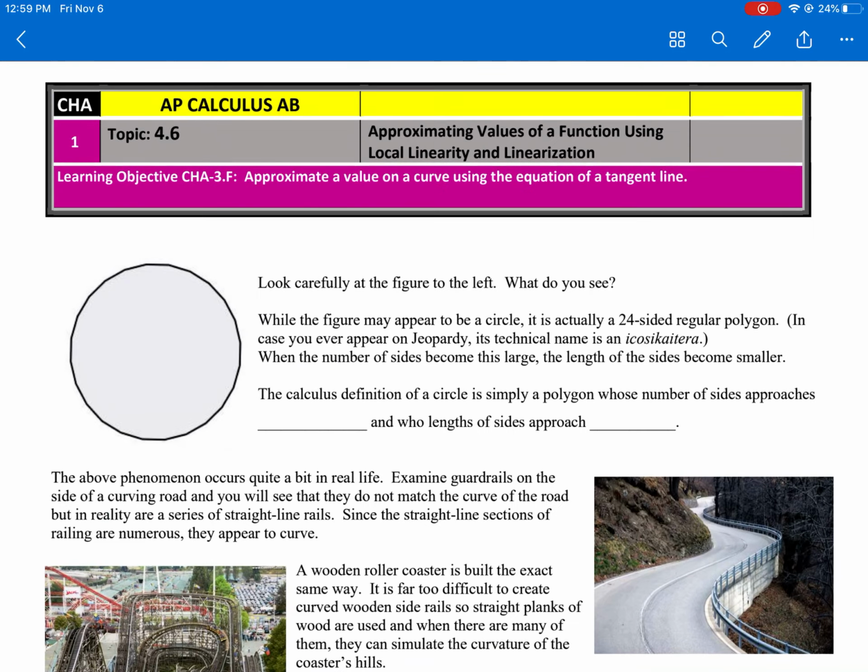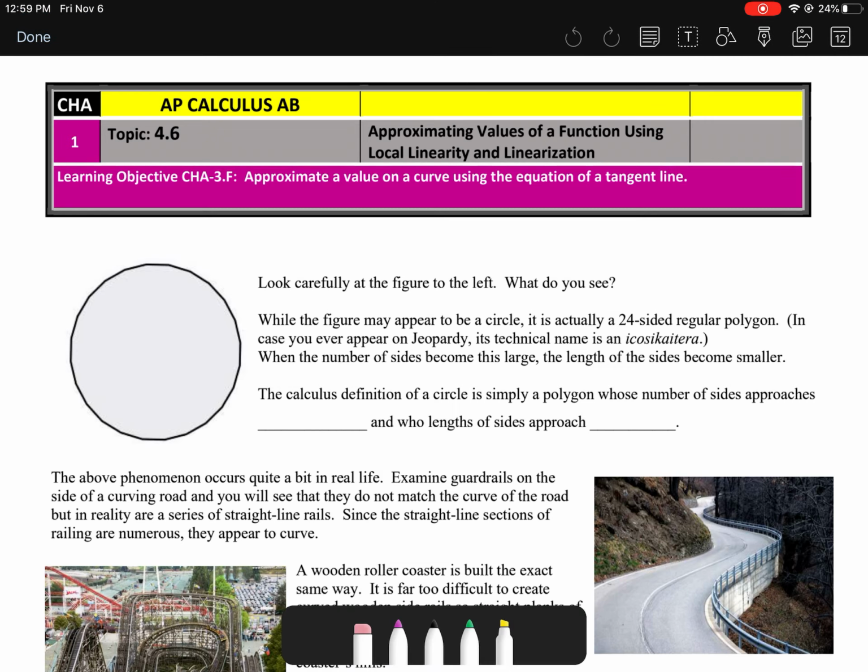Okay, so when the number of sides becomes this large, the length of the sides becomes smaller. So in calculus, the definition of a circle is simply a polygon whose number of sides approaches infinity and whose lengths of sides approach 0.